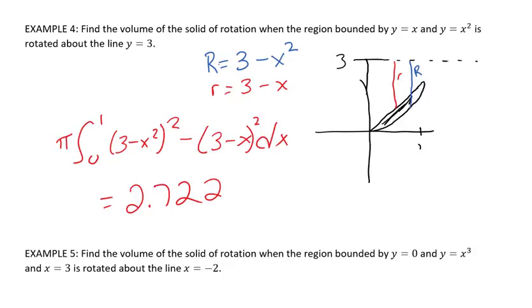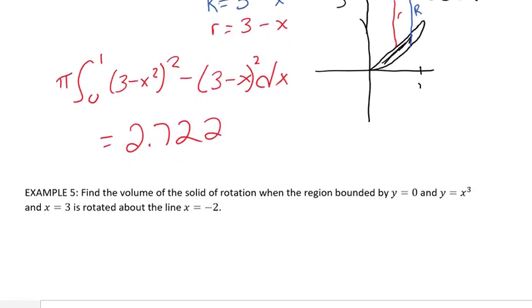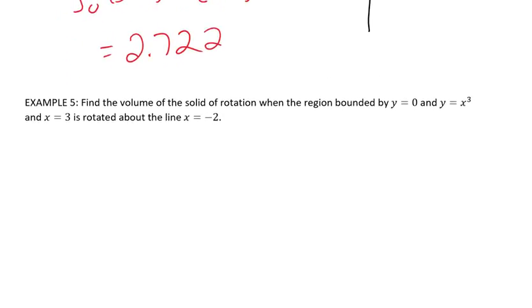Okay. So that's when we're rotating around a different line here. Alright, find the volume of the solid of rotation when the region bounded by y equals 0 and y equals x cubed and x equals 3 is rotated about the line x equals negative 2. I do believe that should be x equals 0 as well.